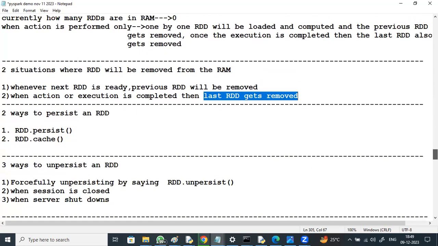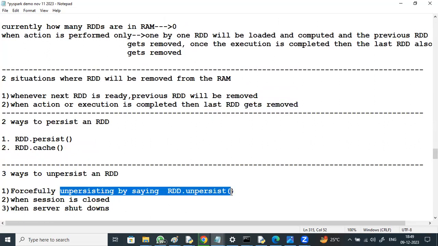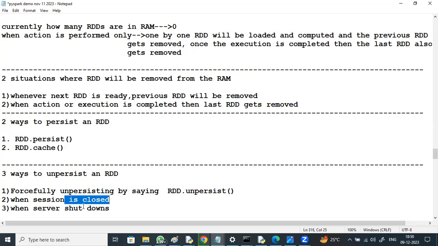Three ways to unpersist an RDD. Forcefully unpersisting by saying rdd.unpersist. When the session is closed. When the server shuts down.